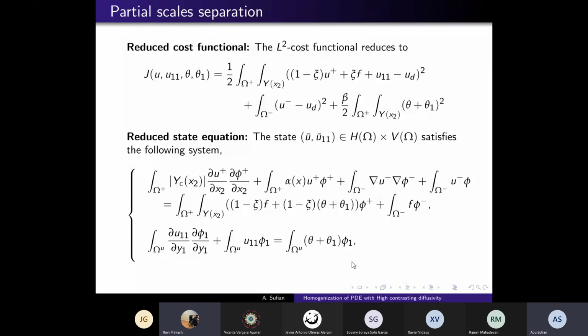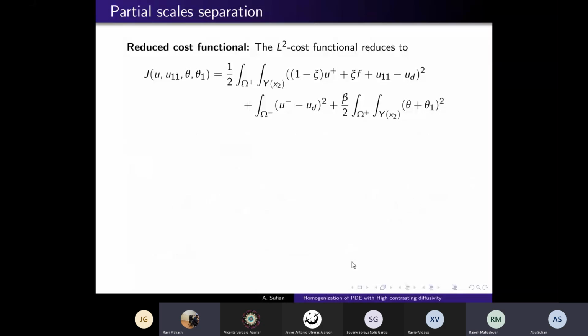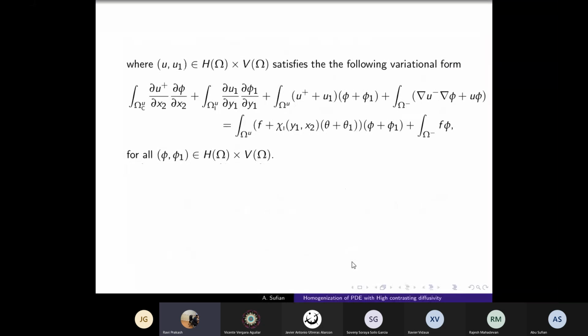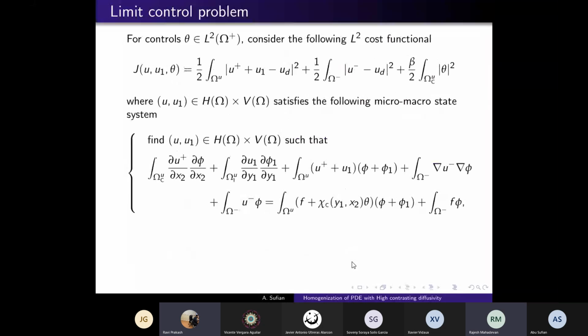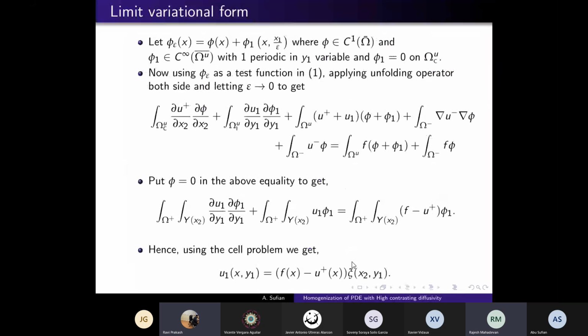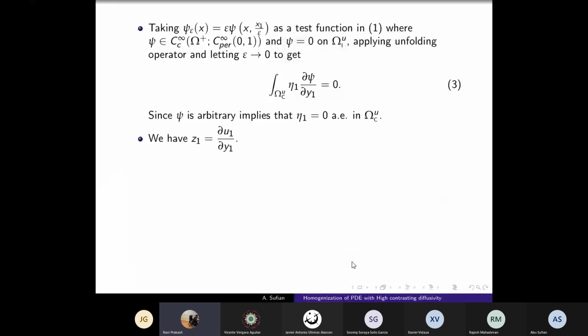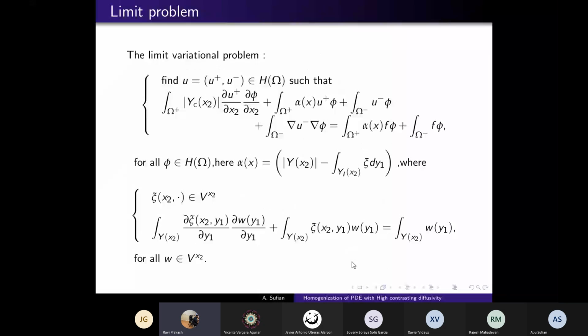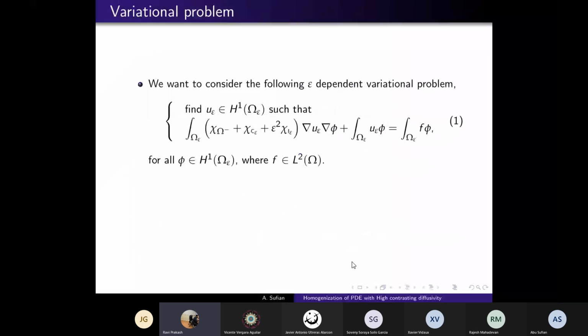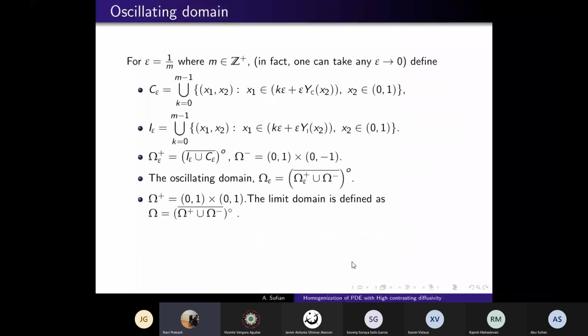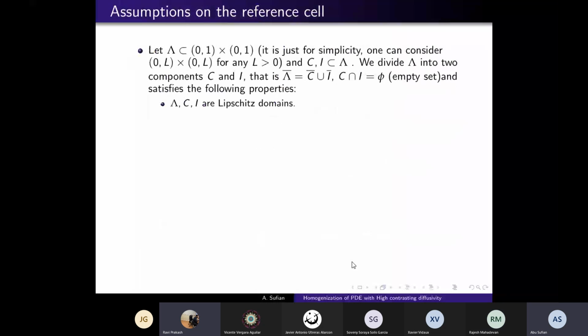And one thing you have to note: the domain you are saying in the beginning, that any general domain can be considered and you are taking it for simplicity, that's not true. If you take any general domain, your limit problem will be completely different from the limit problem you are getting. If you want to see this, see the book by Melnick.